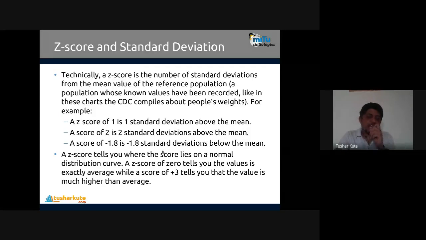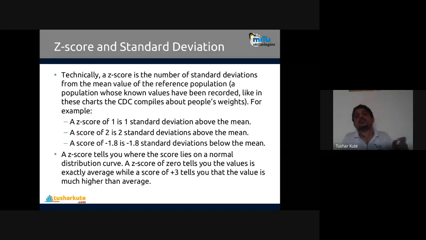Fine, remember that. Now, how is the Z score connected with the standard deviation? Technically, the Z score is the number of deviations from the mean. That's what we have seen. Value of the reference population: a reference population means a population whose known values have been recorded, like the charts the CDC compiles about people's weight. For example, a Z score of 1 is 1 standard deviation above the mean. A score of 2 is 2 standard deviations above the mean. That's the interpretation we already saw. This is the connection between Z score and standard deviation.